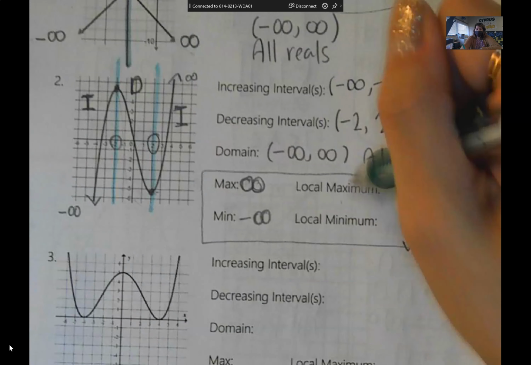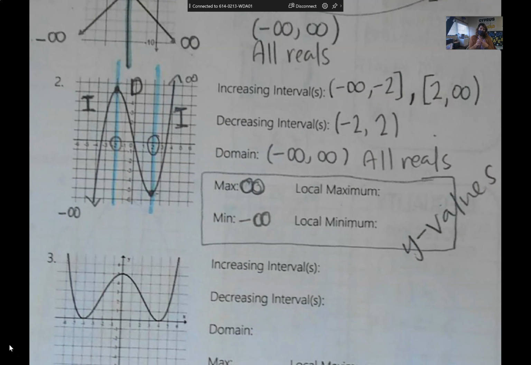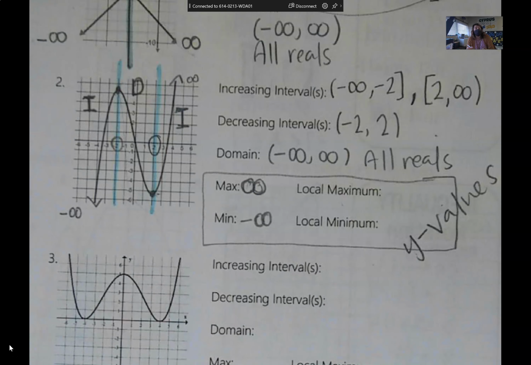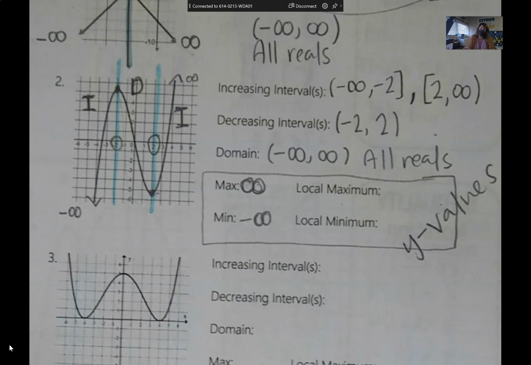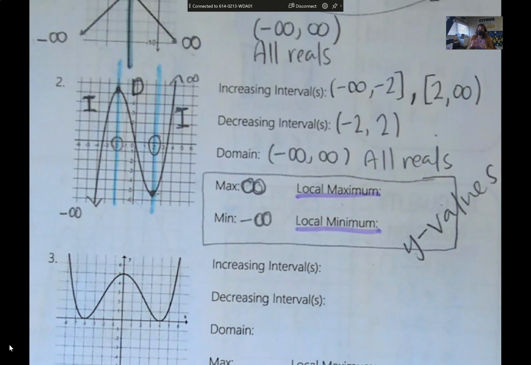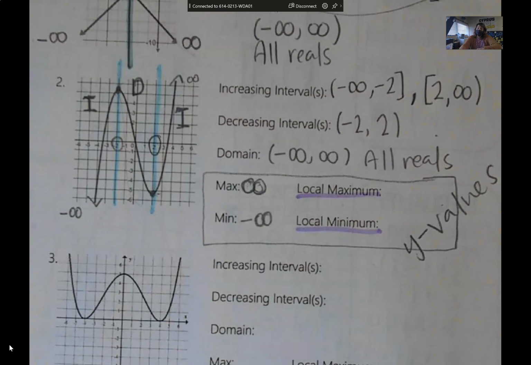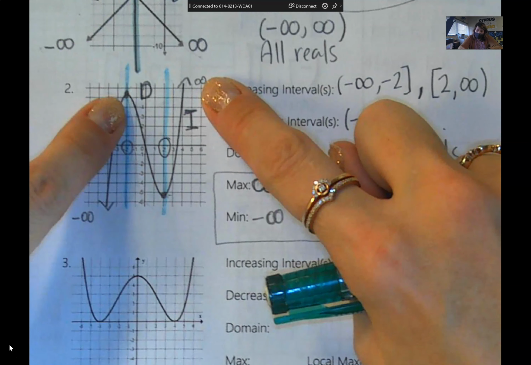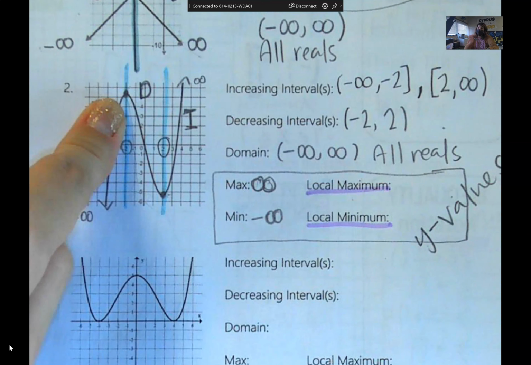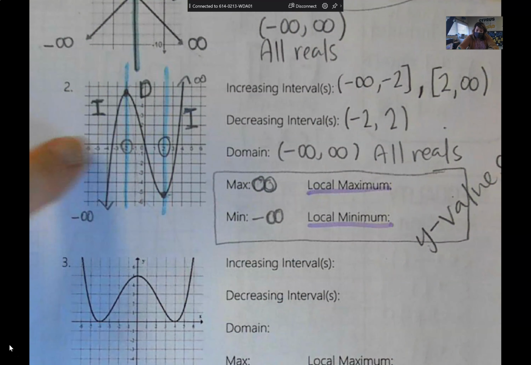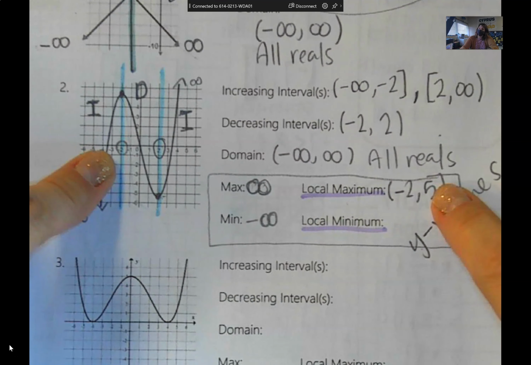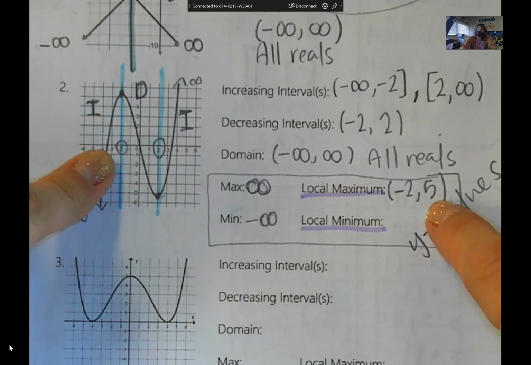So then what are these guys? Yeah, well, kind of. So the local max and the local min are the highest and lowest points that you can see. So in between negative infinity and positive infinity, you have a max at negative 2, comma 5. And notice it's the y value that matters. It's this 5 that matters.